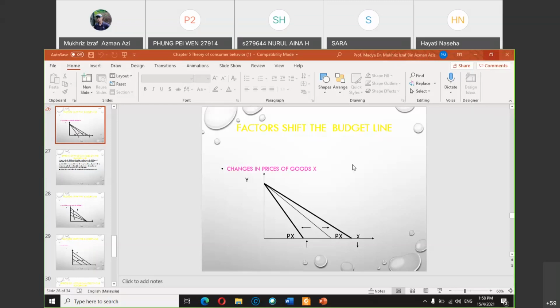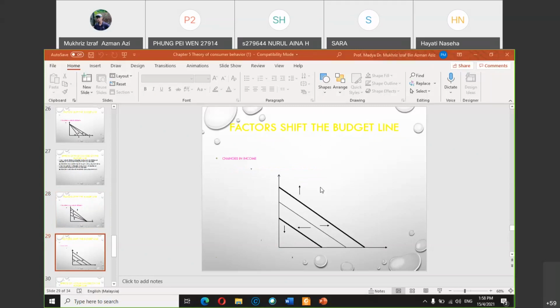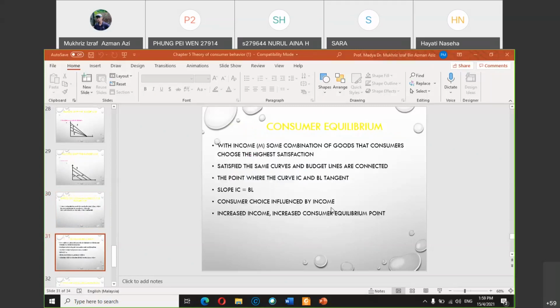Because I mentioned just now, this point is equal to I over PY. This point, the intersection point, is income divided by PX. So when the price of X increases, the curve will shift to the left. If the price of X decreases, the curve will shift to the right. The same goes for good Y as well. The curve can also shift upward or downward. This one is changes in income. Income increases, the curve will shift parallel to the right and vice versa.